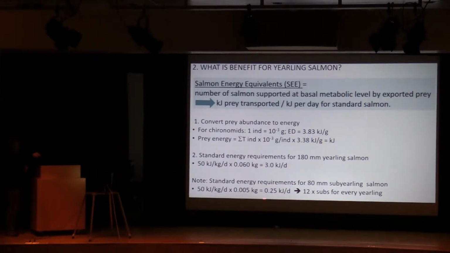And just as a note, our standard subyearling is only 80 millimeters, weighs less. So every time you see the numbers for the SCE, it's going to be a yearling, but if you want to know subyearlings, multiply by 12.